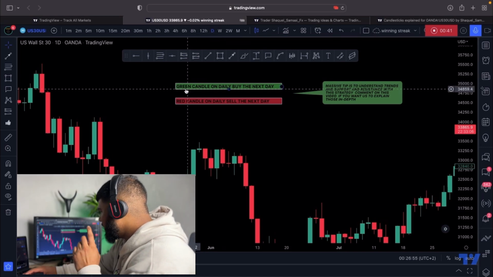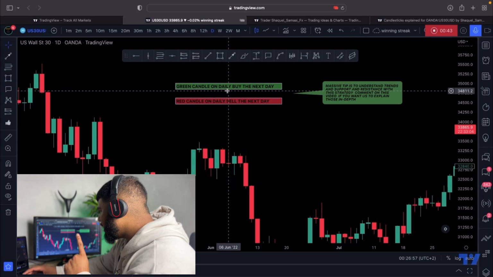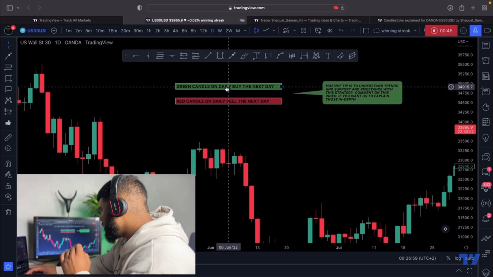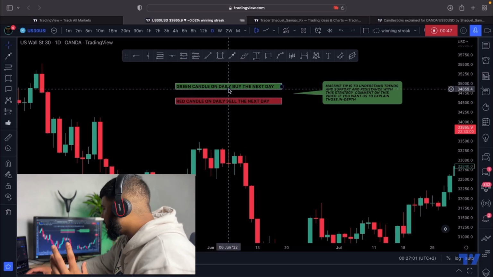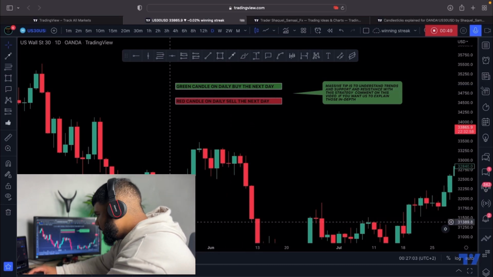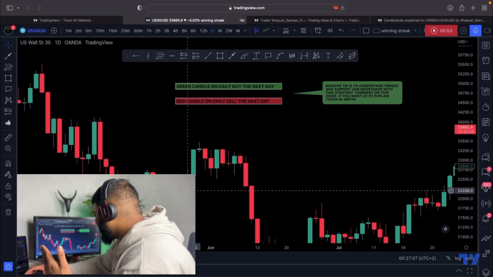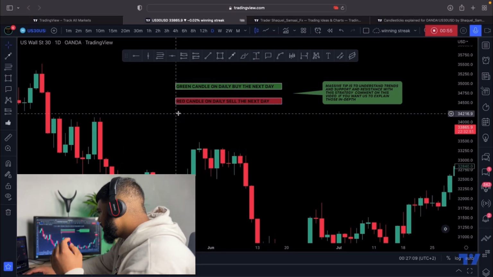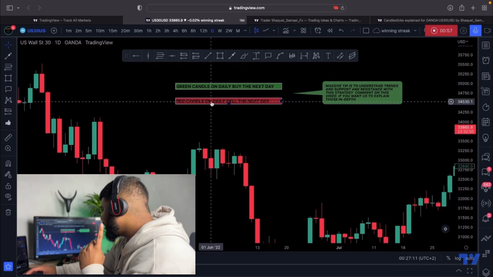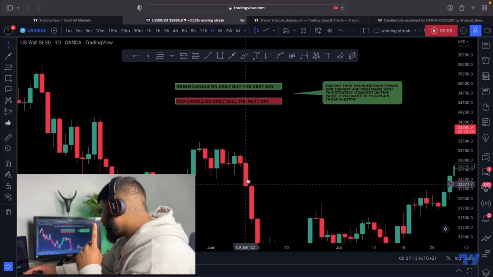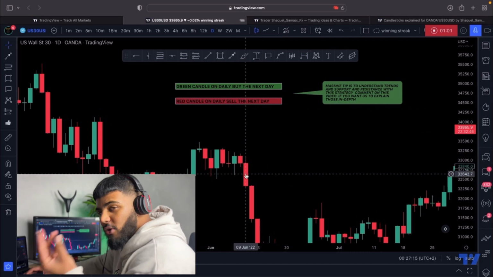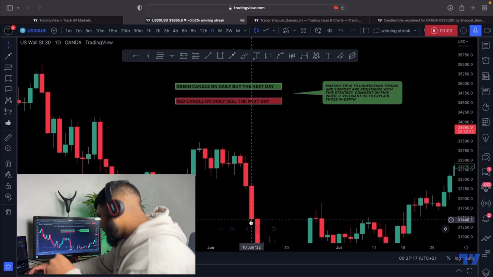And it says here, green candle on the daily, which means the daily time frame. For instance here, you can see green. If that closes, the next day we're going to continue buying. So buy the next day. Red candle on the daily, like you see here. If it closes like that, the next day we're going to sell.